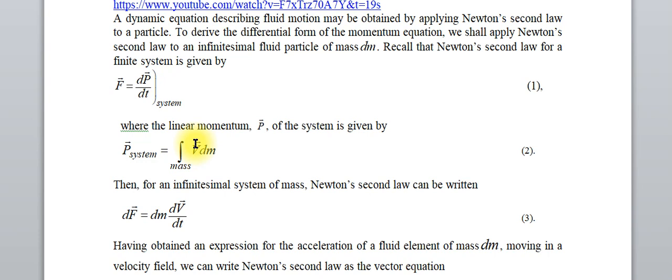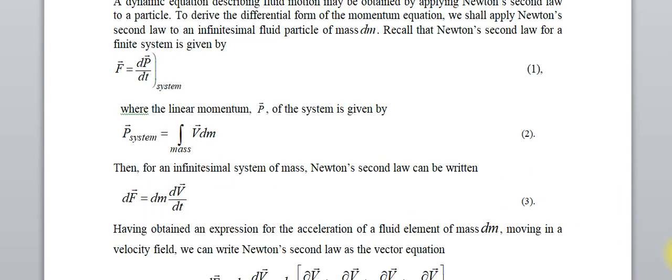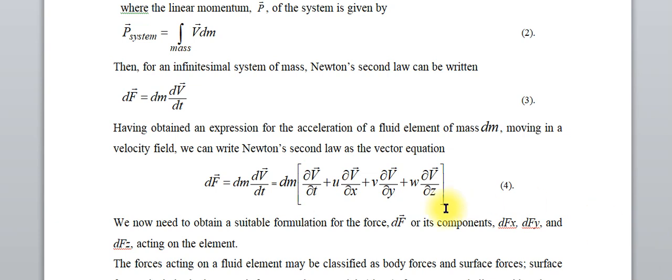P has been replaced by this one. So as dm is constant in this case, we have considered it as dv by dt. Having obtained an expression for the acceleration of a fluid, look at this one: this is acceleration, the rate of change of velocity. We call this the total acceleration of a fluid element of mass dm.